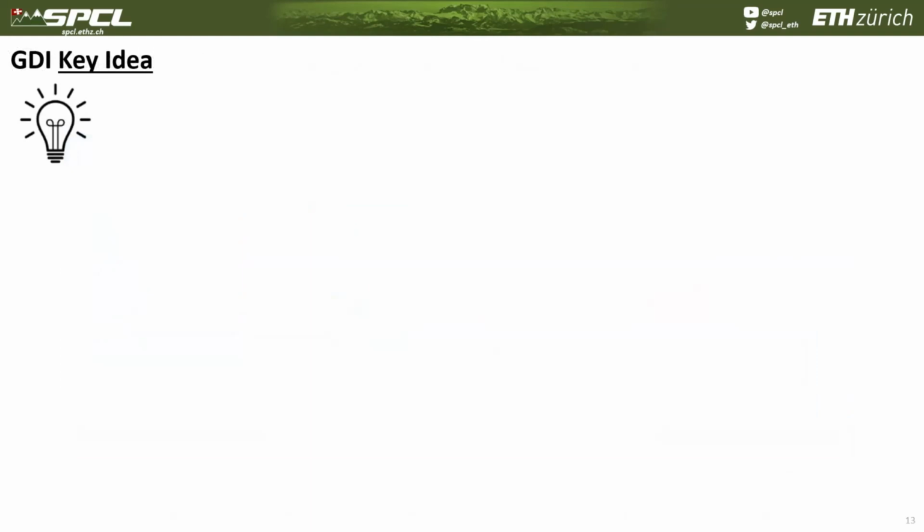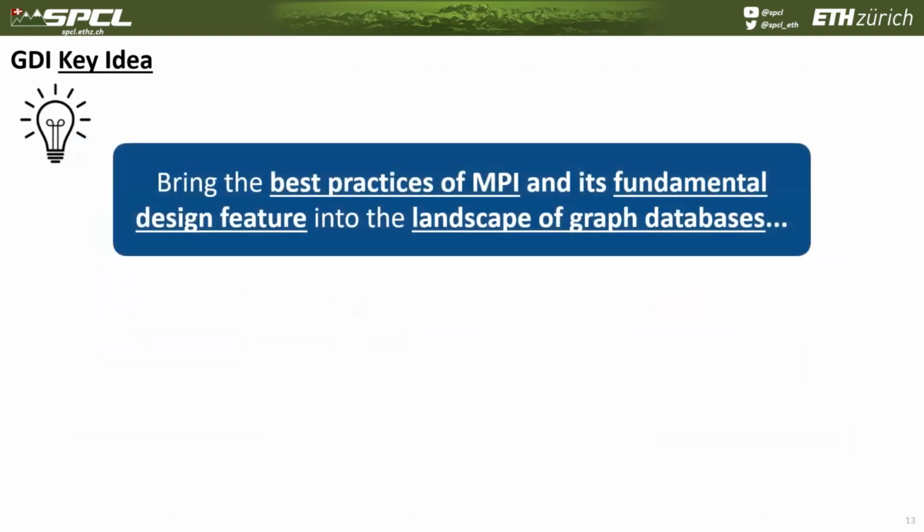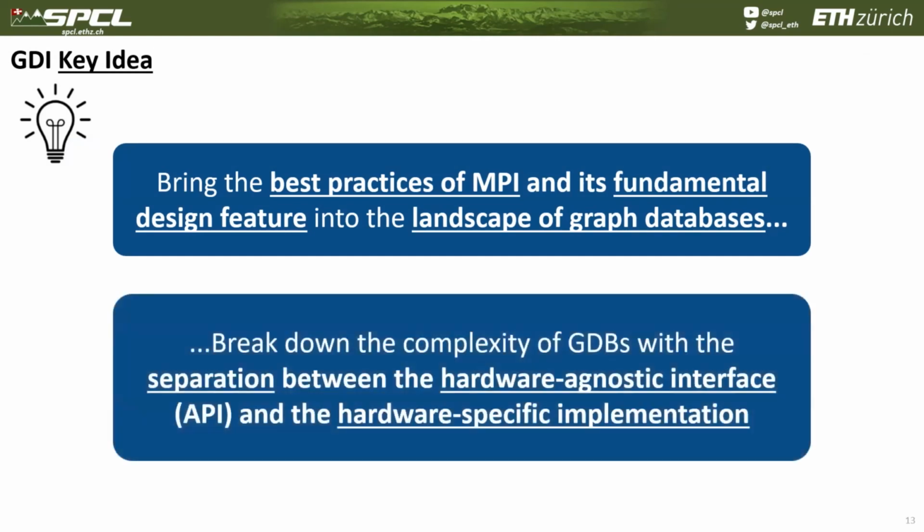But then we realized that basically a certain thing was quite similar in the HPC field. So the key idea here was based on the observation that MPI was dealing with something very similar a long time ago, right? And the idea here in GDI was to bring the best practices of MPI and its fundamental design feature into the landscape of graph databases. And this feature is basically to break down the complexity of the design of graph databases with the separation between the interface, the API for the design, which is hardware agnostic, and the underlying hardware specific implementation for a given class of systems.